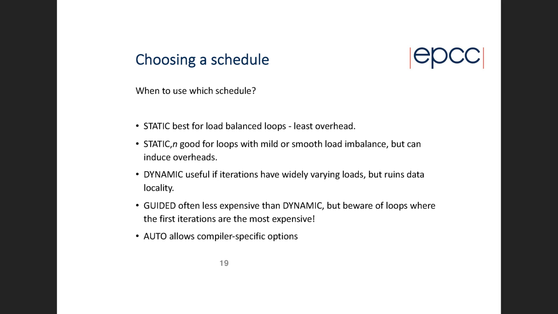Although you may think that static 1 is always going to be the best option to balance the load, that's not necessarily going to give you the best performance, because for various reasons, which I'll go into a bit more next week, small chunk sizes can induce other overheads. So one is not necessarily always the optimal choice, even though that might appear to be the one that's going to balance the load best.